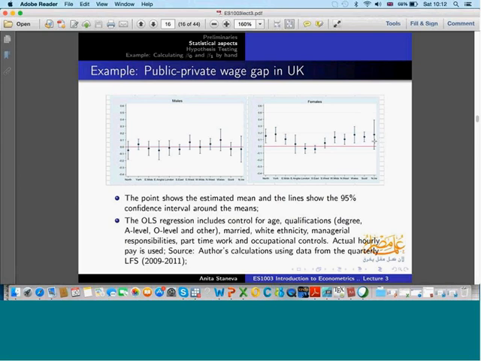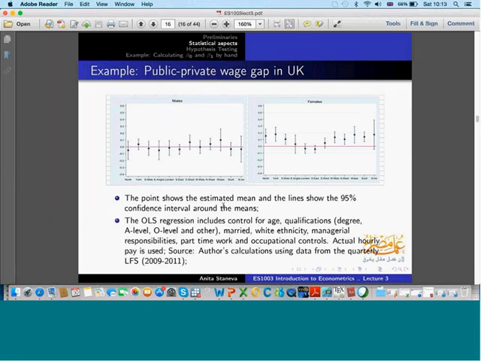So we can see, for example, for females in Northern Ireland, in the right-hand figures, the confidence intervals are pretty large, which signals a less accurate point estimate for this region. All these point estimates are the mean of the public minus private wage differential in specific regions. These are based on ordinary least squares regression estimates, and I control for many characteristics such as age, qualification, marital status, white ethnicity, managerial responsibilities, and so on.